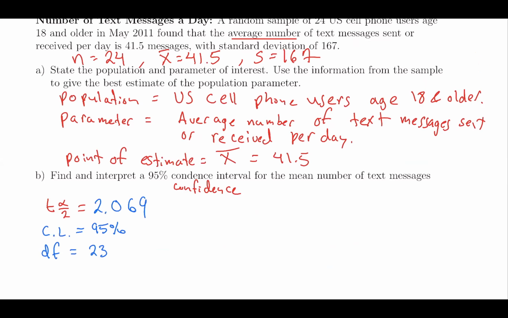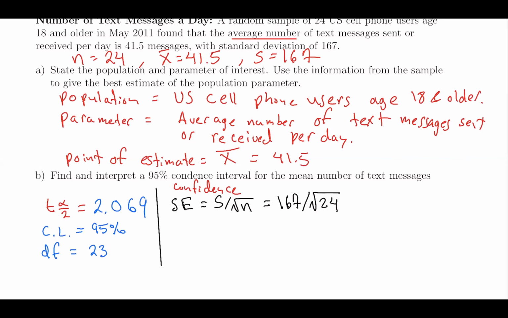All right, so we get 2.069. Any questions? Up next, I'm going to find the standard error. Standard error is equal to s divided by the square root of n. In this scenario, s was equal to 167, divided by the square root of n, where n is equal to 24. I'm going to do that in my calculator to save some time: 167 divided by square root of 24.